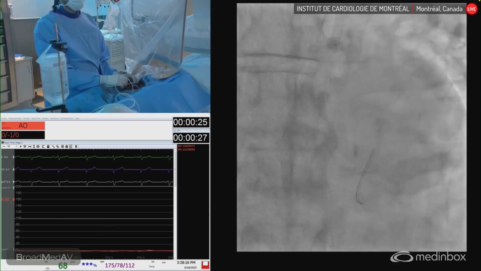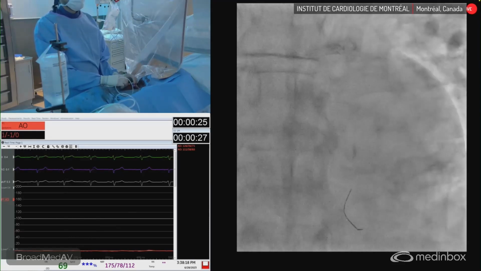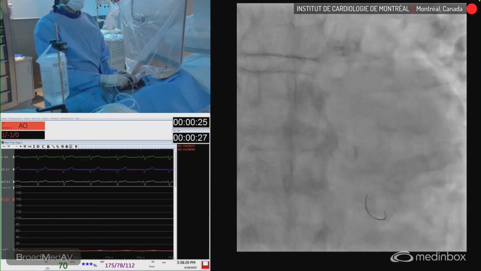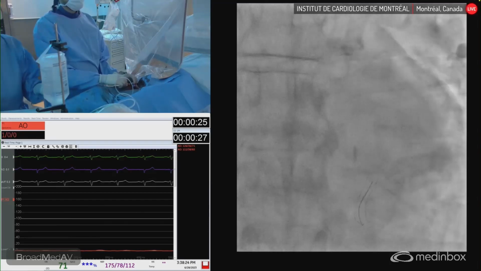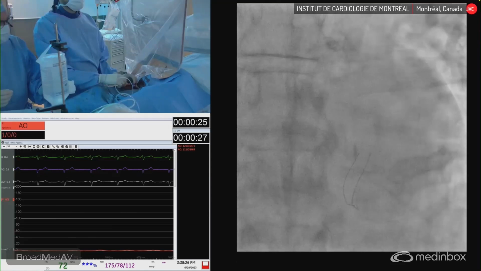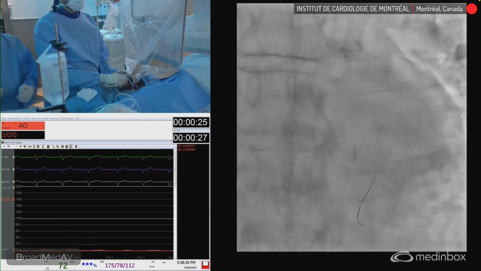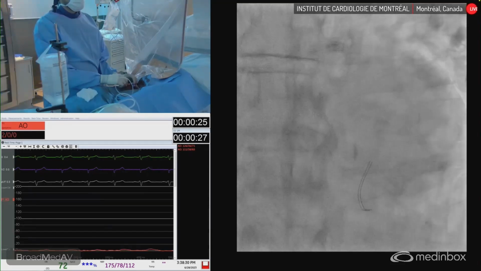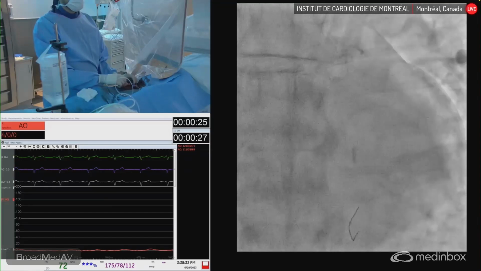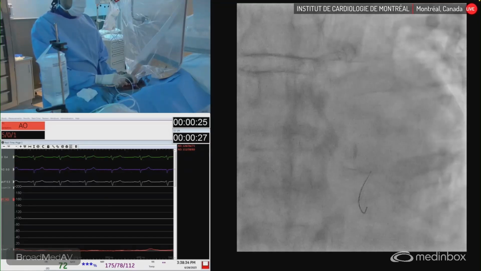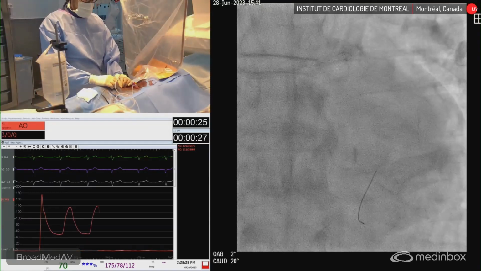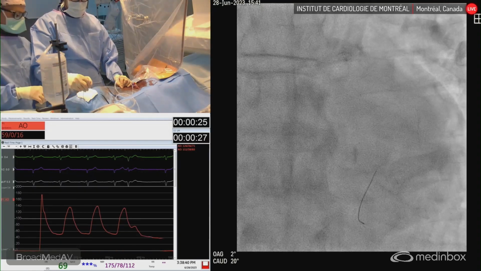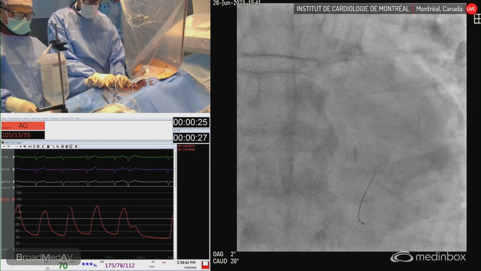I think it's good. It's good if it gets stuck. Careful, careful. And then we'll get the microcatheter back in. Wait a bit. The wire is moving a bit too much. Maybe we slow down a bit. Okay, good. Yes. Copy.